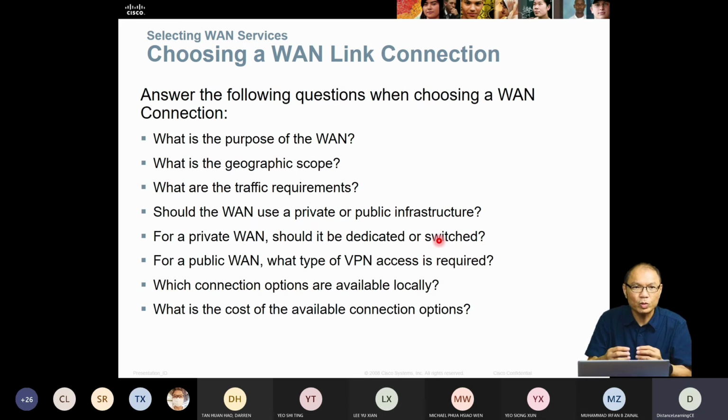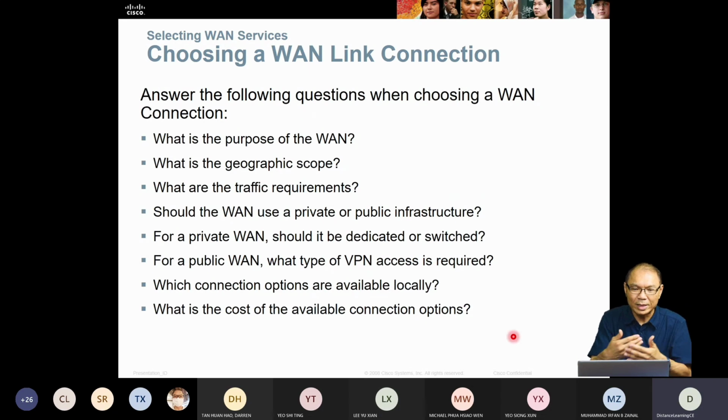So you need to have an appreciation of all the available wide area network connection links, for you to be able to make an informed decision as to what kind of wide area network connection would be suitable for your organization. And to do that, you have to answer all these questions. So what do you want to use your WAN for? Just like just now, I talked about ACL, right? I asked you a question: what is your intention? What do you want to permit or what do you want to deny?